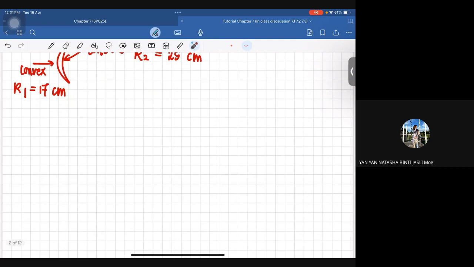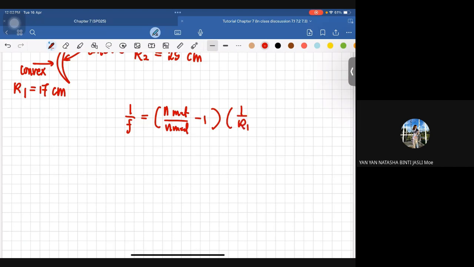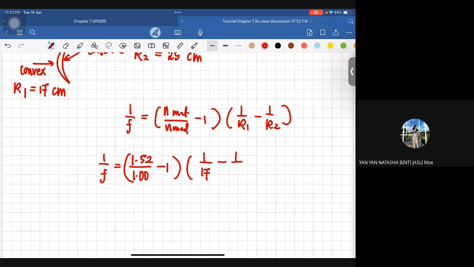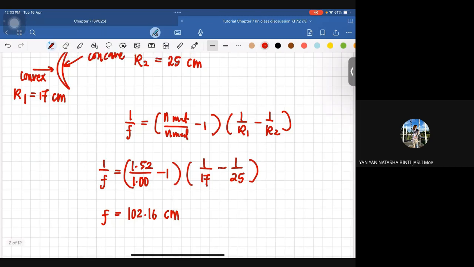Okay, so from here, we just need to determine the focal length. So we have to use the lens maker's equation. Refractive index of material over medium, minus 1, times 1 over R1 minus 1 over R2. The refractive index of the material is given as 1.52. This is in air, minus 1. So this is 1 over 17 minus 1 over 25. So you will get the focal length 102.16 centimeter. Okay? Ada masalah?